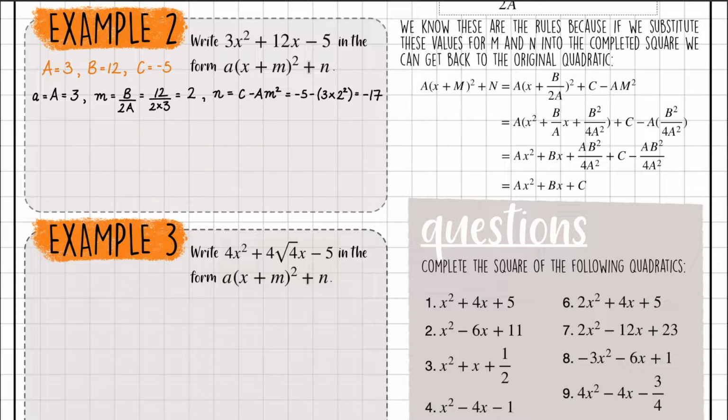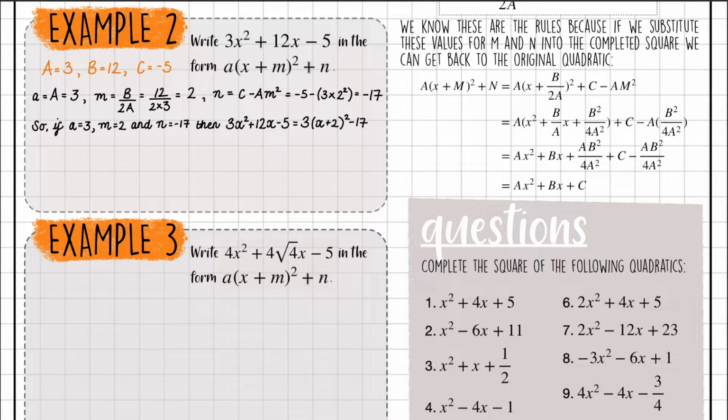Once again, we have everything we need to write our quadratic in the completed square form. If A is 3, M is 2, and N is minus 17, then our completed square form looks like this here. We have 3 times by bracketed x plus 2 to the power of 2 minus 17.